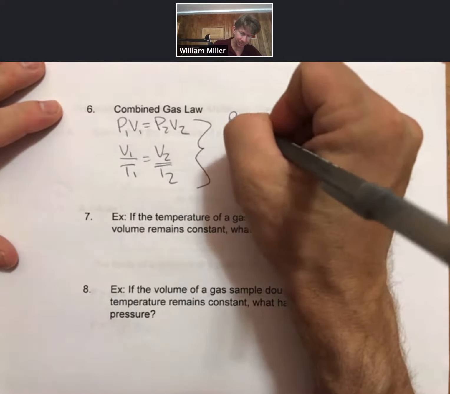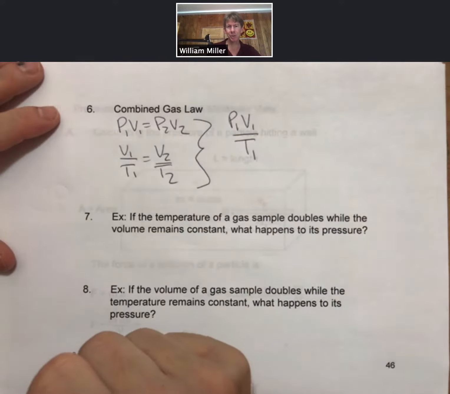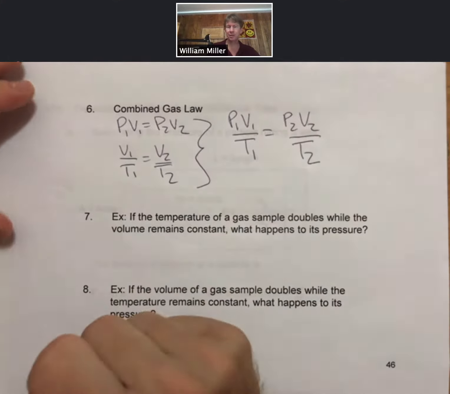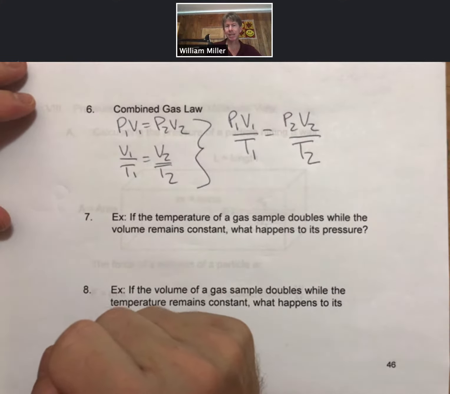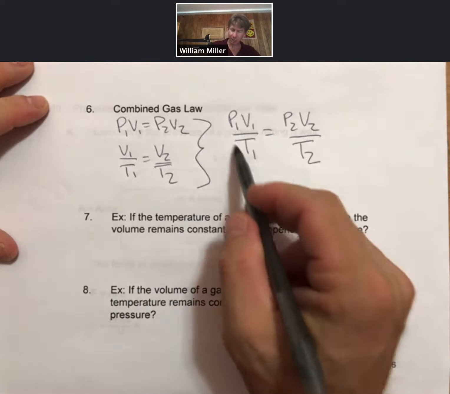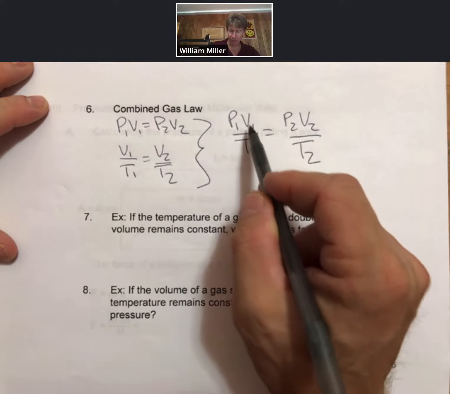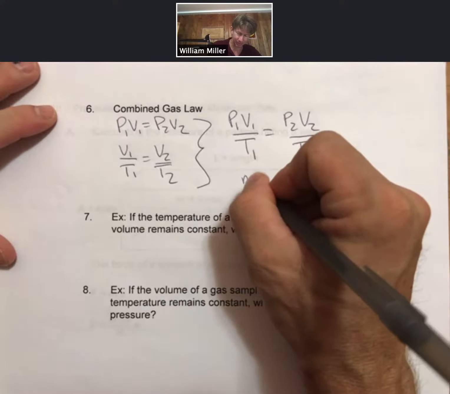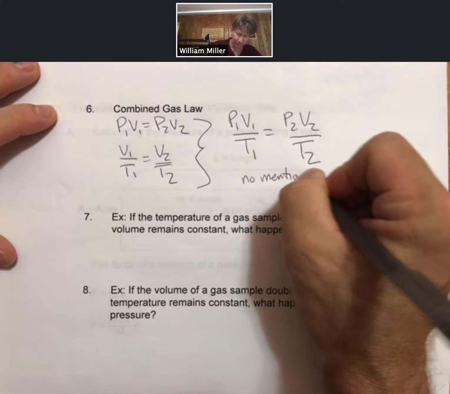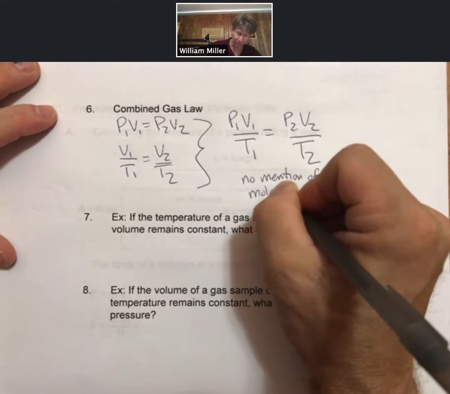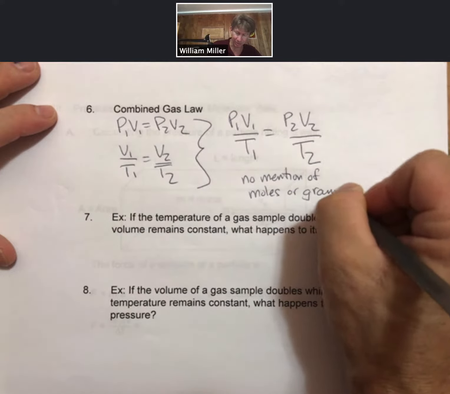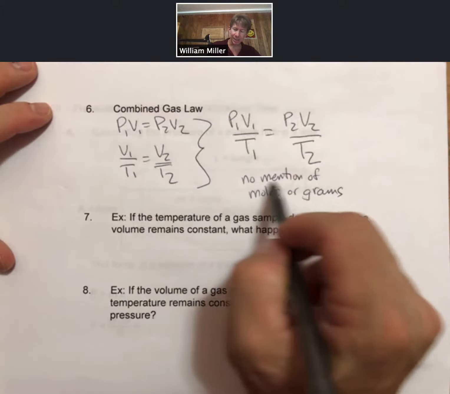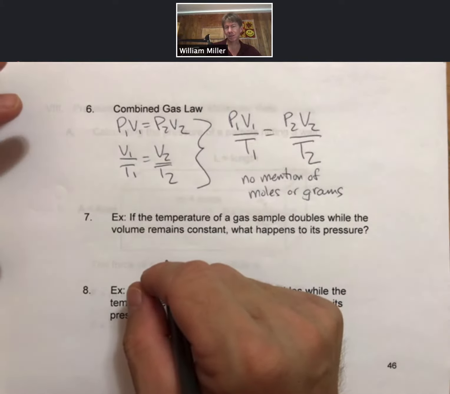P1V1 over T1 equals P2V2 over T2. And what I'd like to say now is that in problems where you have lots of pressure, volume, and temperature conditions, but no mention of moles or grams, it will of course mention gases. Then the combined gas law is oftentimes the gas law that you need.